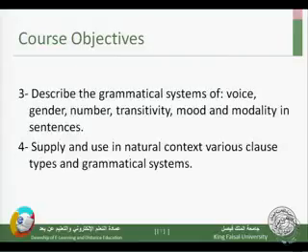The third objective is to describe the grammatical systems. So you'll be able to describe voice, gender, number, transitivity, mood, and modality, and other systems as they come up in the following lectures. The fourth objective, to supply and use in natural context various clause types and grammatical systems. So you'll be able to supply these clause types and grammatical systems that we're going to study in actual sentences in natural contexts.